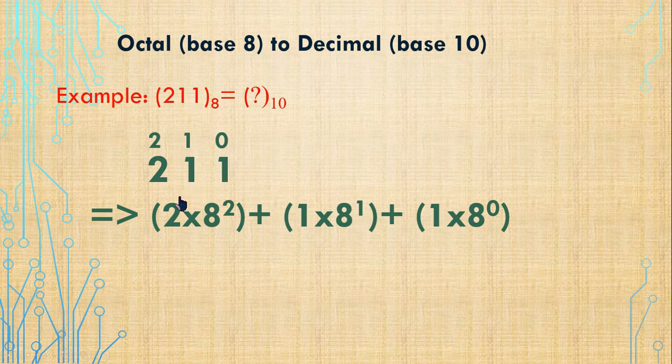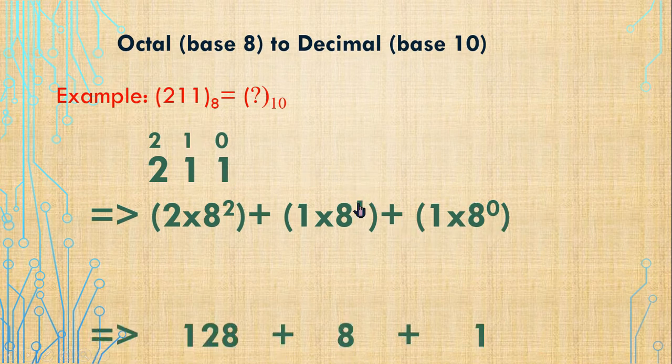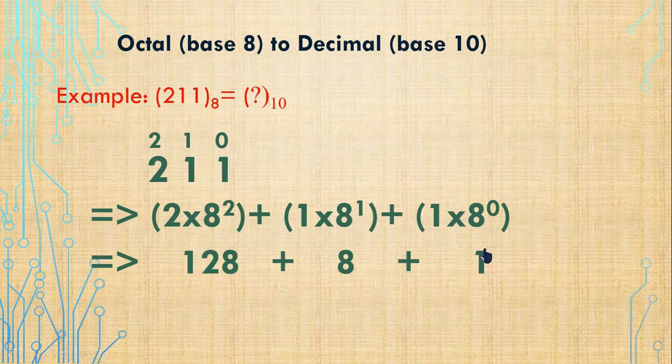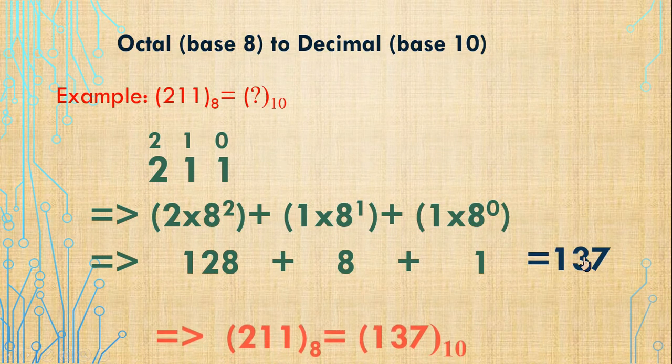So now this is what we get: 2 times 8 raised to the power 2, that is, 2 times the 8, which is the base, raised to the power 2, plus this 1 times 8 raised to the power 1, plus this 1 times 8 raised to the power 0. If we simplify all of this, we'll get 137 as our result.